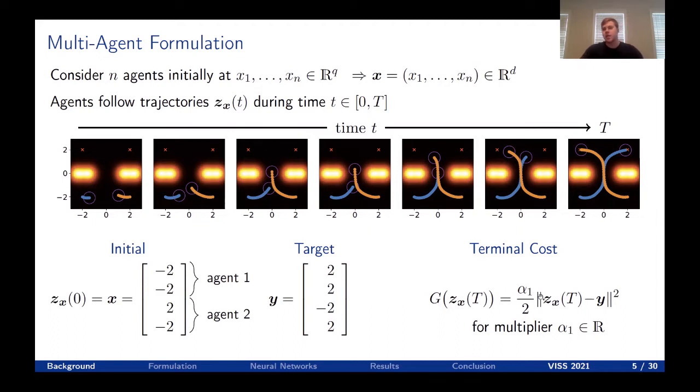And at the final time, we want to make sure that our agents are reaching the target. So we have this loss function G, which is the agent's position at the end of the trajectory, subtracted by the actual target, and it's just L2, and we have some sort of weighting parameter alpha1, which you tune when you set up the problem. And we'll talk about that more later.